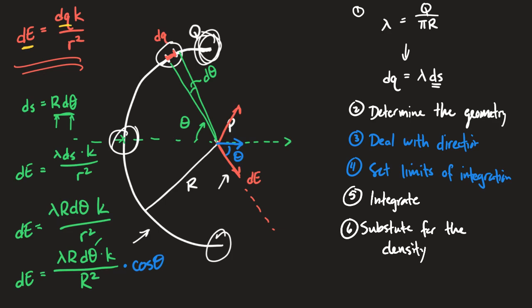That typically is what you'll have as your final step. Substitute in for the density. Our density was Q over pi r. I'm going to look at my function, dE, which equals lambda r d theta k cosine theta all over r squared. And I want to figure out how to add up all of the lengths.